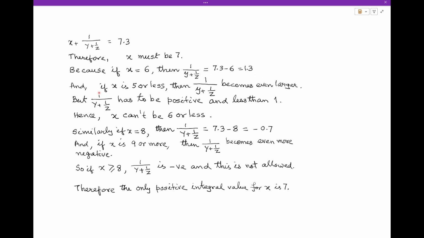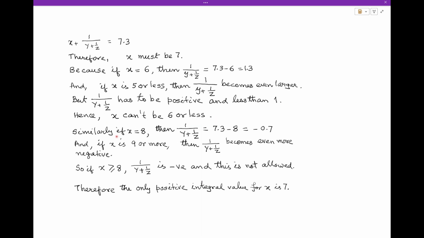Also, if x is less than 6, that is 5 or less, then 1 divided by y plus 1 by g becomes even larger. But 1 divided by y plus 1 by g has to be positive and less than 1. Therefore, x can't be 6 or less.